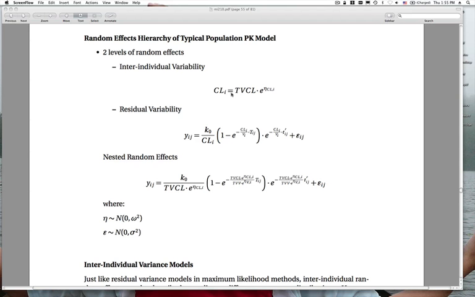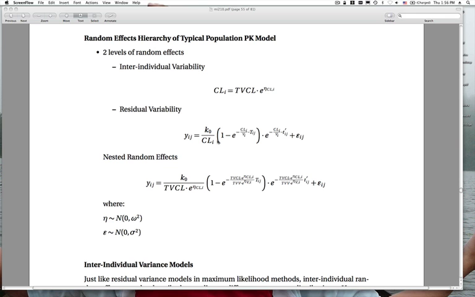We can then take that individual clearance and include it in a prediction for the concentration time profile. Here we have a simple intermittent IV infusion model for a 1-compartment system, where we have a rate of infusion, K0, divided by individual clearance. We've got this exponential term, which represents the rise during the infusion time. Time t is time of infusion. And then the decay here according to time post-infusion.